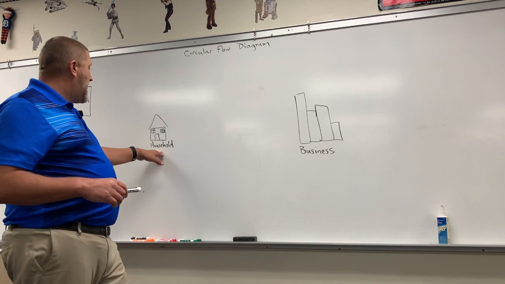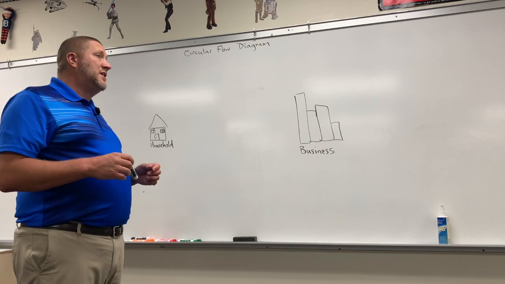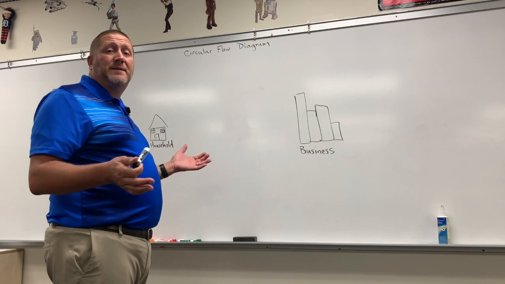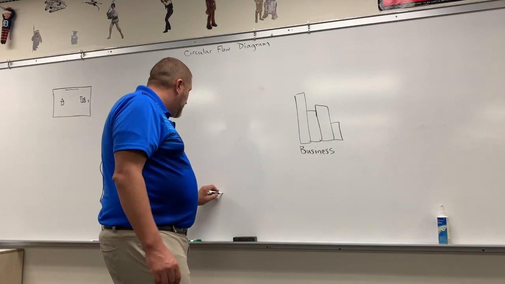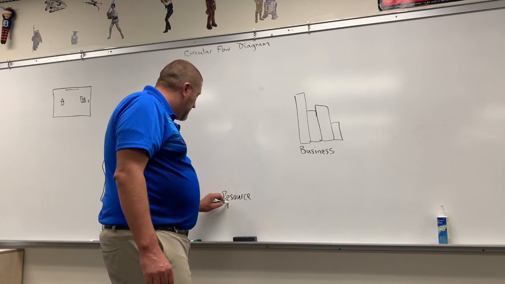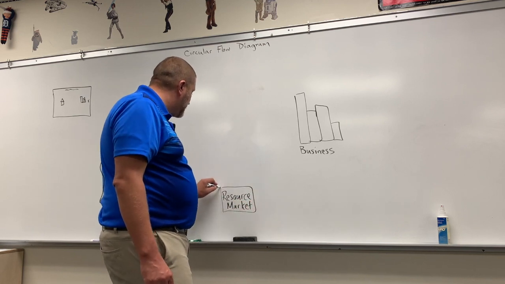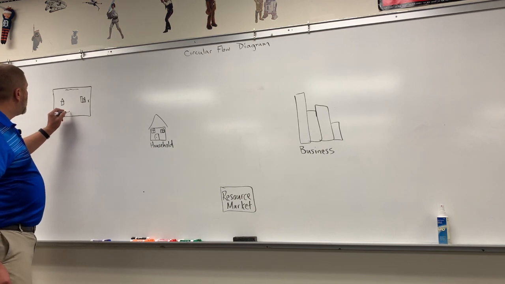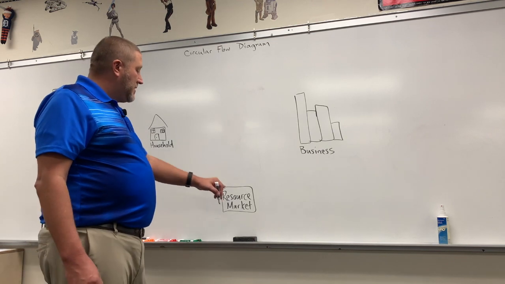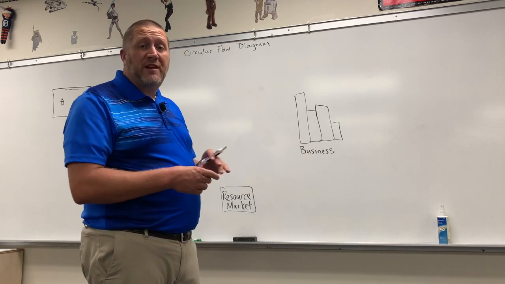So with the household actors and the business actors, there are two types of markets. The first one is the resource market, and I'm going to box that in. I would put that right down here at the bottom. So you have a resource market. That's going to be things like your factors of production. That's going to be hiring workers and everything else like that.